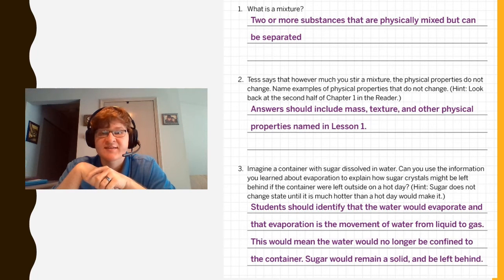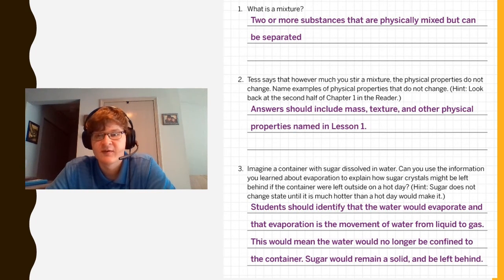Number 2. The text says that however you stir a mixture, the physical properties do not change. Name examples of physical properties that do not change. If you look all the way back at the second half of chapter 1, it talks about the water cycle. So you should mention mass, texture, or other physical properties mentioned in lesson 1. These are things like color, size, dimensions.